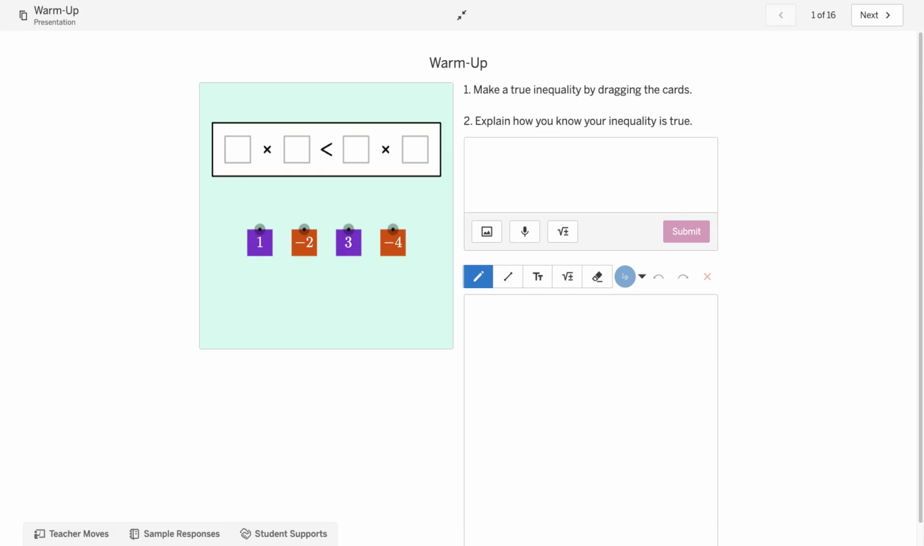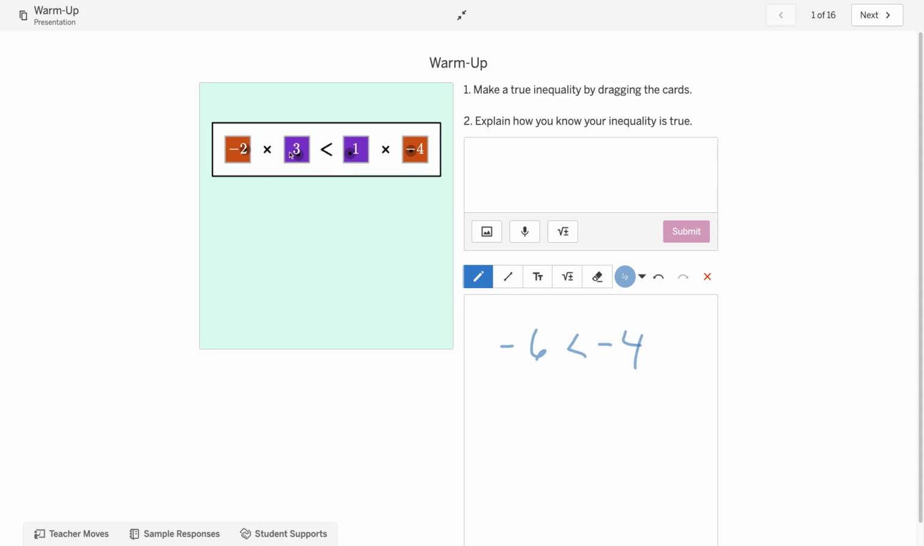So for this warm-up, it says, make a true inequality by dragging the cards. Explain how you know your inequality is true. So to do this, you can really pick whatever you want, but you just want to make sure that this side is going to be less than this side. So I could easily say 1 times -4 is going to give me -4, and then 3 times -2 is going to give me -6, and we know that -6 is less than -4.